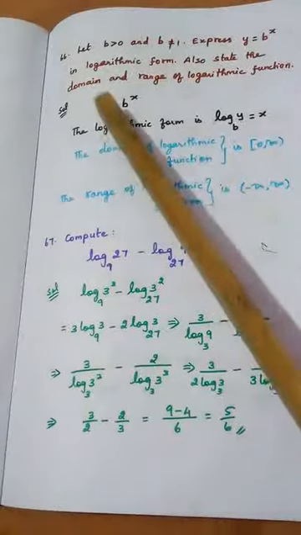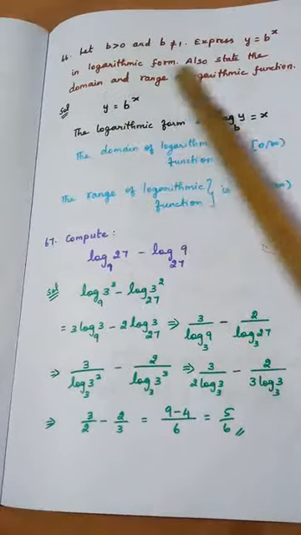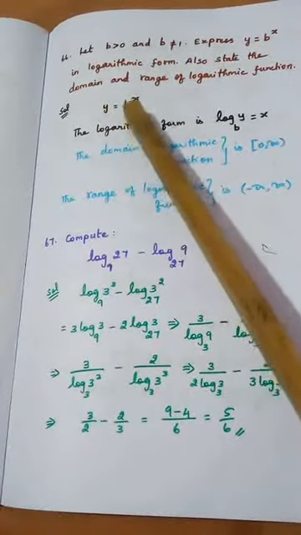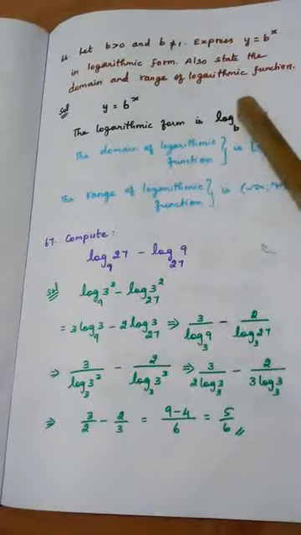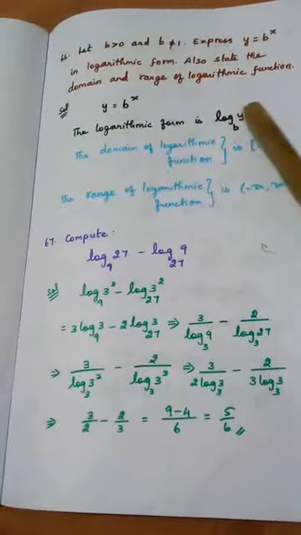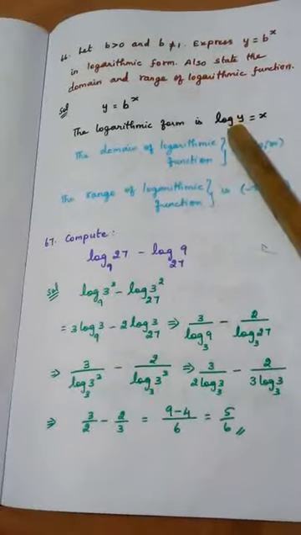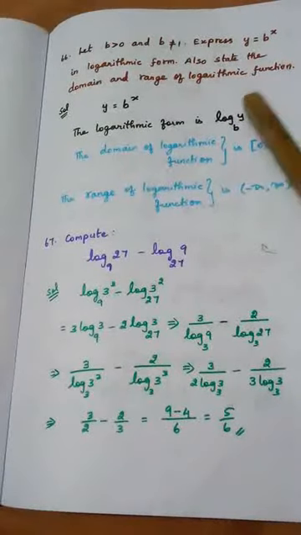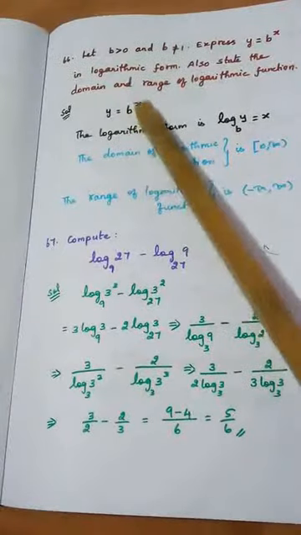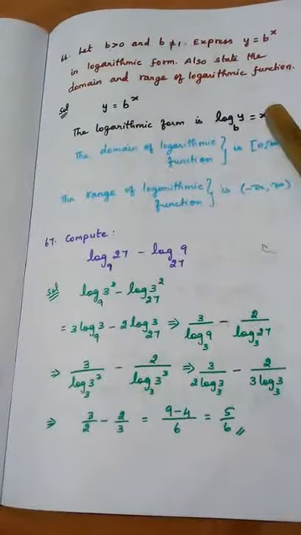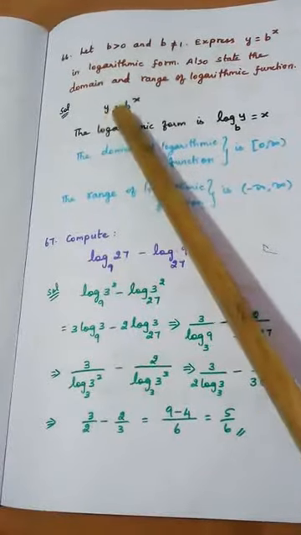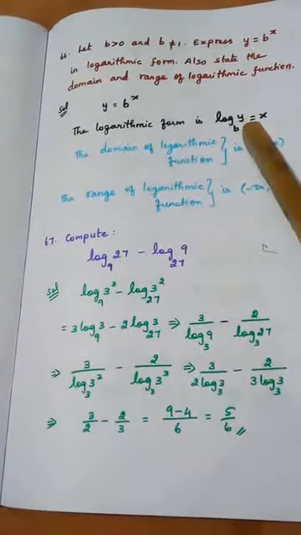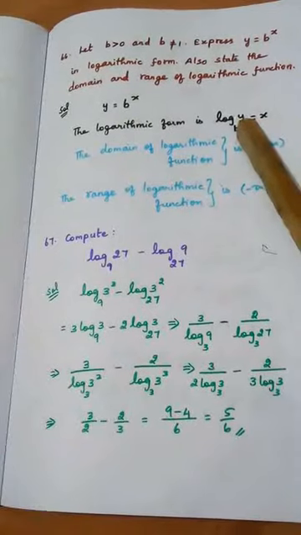So how to write this in logarithmic form? Log y base b equal to x. If you just put an arrow, it will come as b power x equal to y, which is this. So the corresponding logarithmic form for this is this. This is the first part's answer.